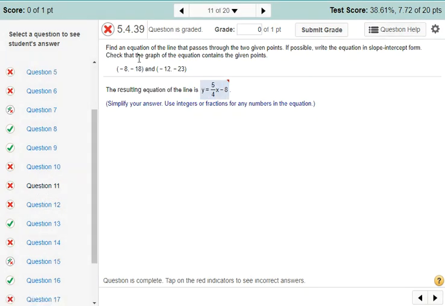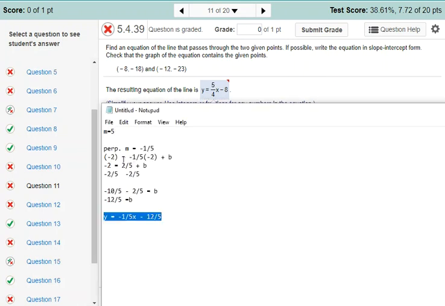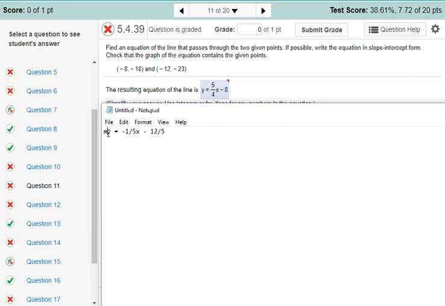So 11 is find the equation that passes through these 2 points. Okay, it looks like, ooh, super, super close. You just had your slope being negative, and then with a negative slope, you had a different value for your b. Let's just check it and see if we can get that right answer. But I think that you were probably on the right track for this one. Just missed the negative in the beginning.